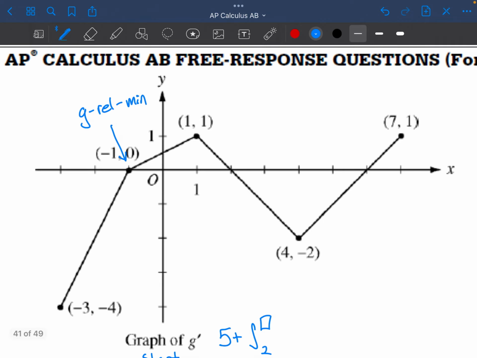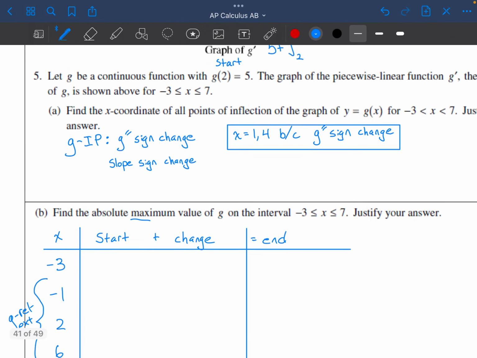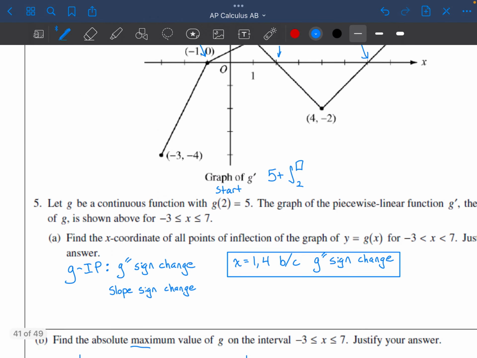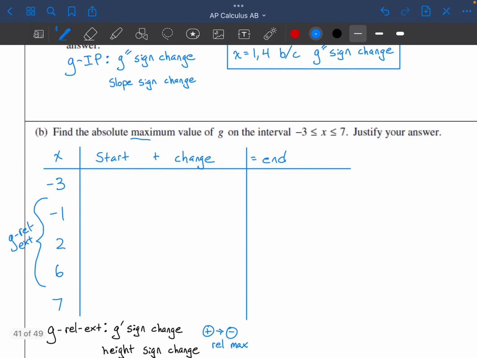And same thing over here. This spot right here is a G relative minimum, which cannot be a max. The only thing that we do need to include is this spot right here, which is a G relative maximum, which has the potential to be an absolute maximum. So which ones do we exclude? -1 and 6. So I'm going to do a little wavy line through -1 and 6.